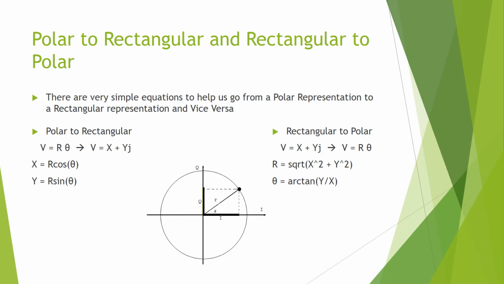To go from polar to rectangular, we use the equations x = r cos θ and y = r sin θ. To go from rectangular to polar, we use the equations r = √(x² + y²), and θ = arctan(y/x).